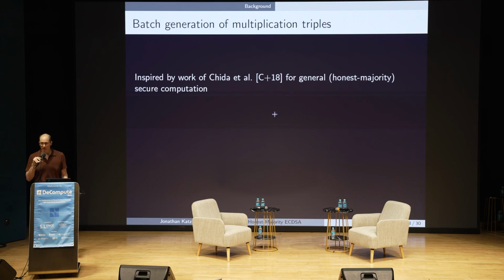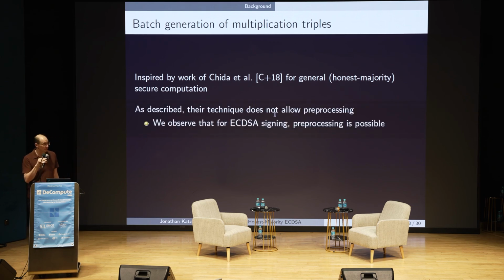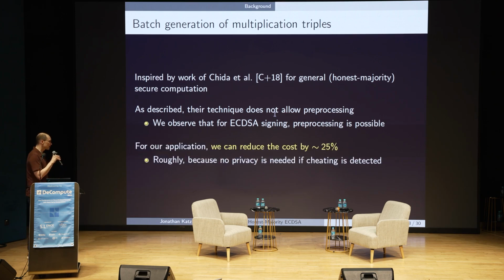So how do we do the batch generation of multiplication triples? We take inspiration from prior work on general secure computation in the honest majority setting, but we noticed a number of optimizations that we can apply in our setting. First of all, as described and as used in the context of general secure computation, their technique actually does not allow for pre-processing because you actually check the computation as it's being done, so it needs to be done after you hold the input. But we observe that for ECDSA signing, pre-processing is possible, basically because we're using these multiplication triples that don't depend on the actual input. And moreover, maybe more interestingly, we can reduce the cost of their technique by about 25%.